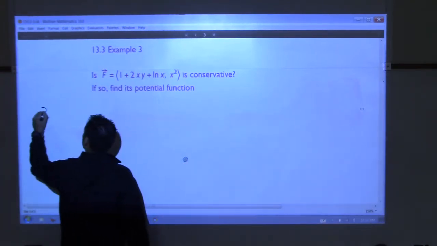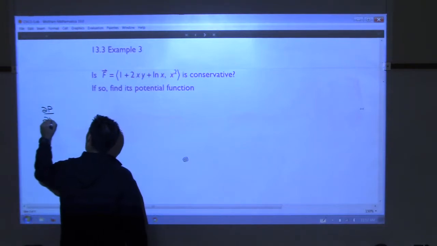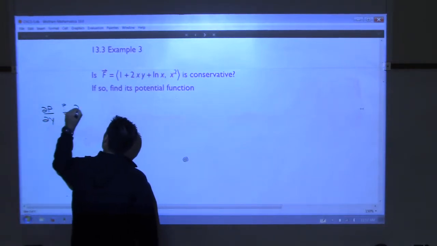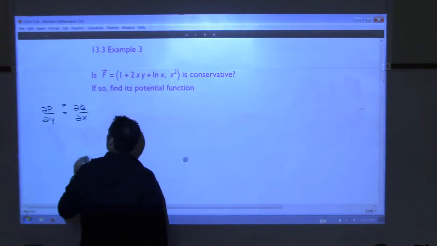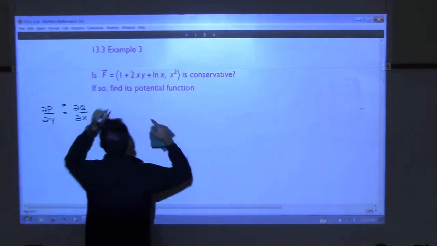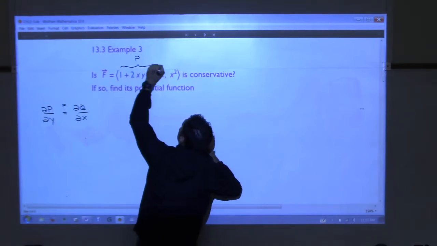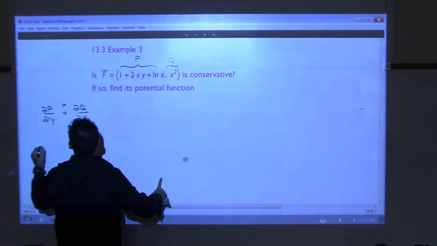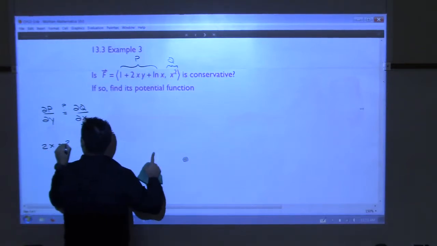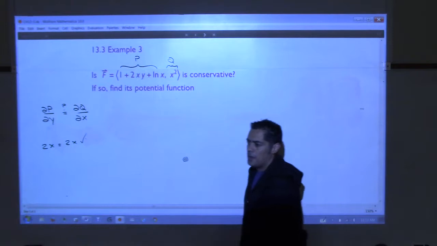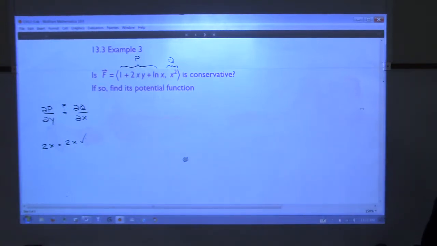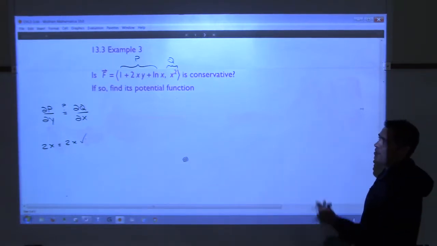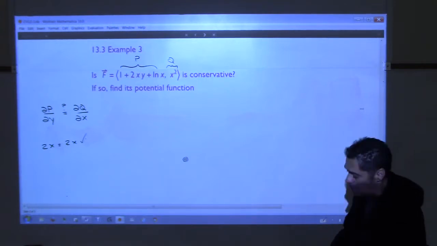So let's check. What is the partial of p with respect to y? Is that equal to the partial of q with respect to x? So for the partial of p with respect to y, this is p. Q is just x squared, right? So that's 2x, and then this one is 2x again. Check. It's conservative, right? Therefore, there must be a little f that is the potential function, that when I take its gradient, I get this, right? So let's see if this rings a bell.